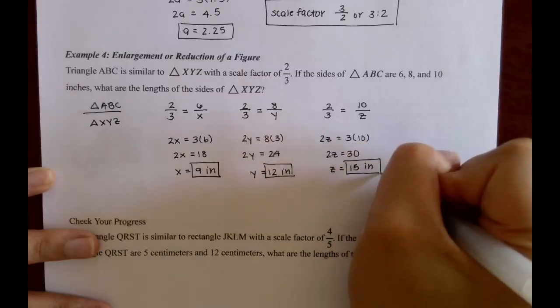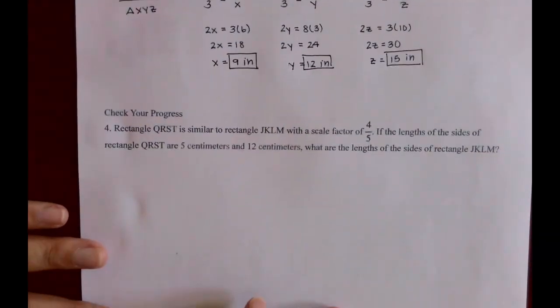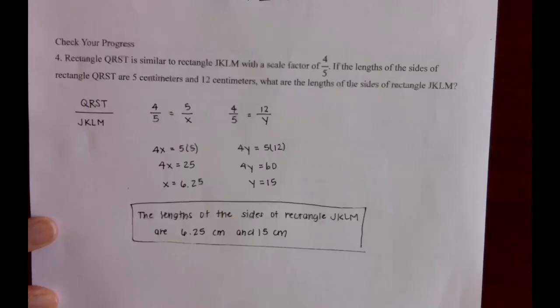There you go. So why don't you try CYP6, and then once you're done, come check your answer. Okay, you should have gotten that the lengths of the sides of rectangle JKLM are 6.25 centimeters and 15 centimeters. If you got that right, you can move on to example 5. If not, here is your explanation.